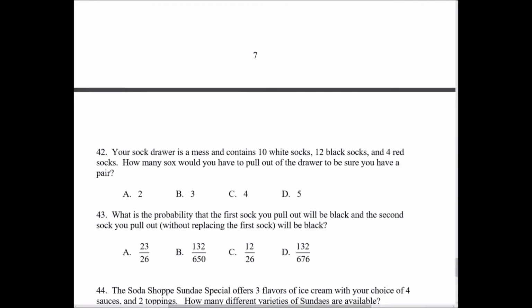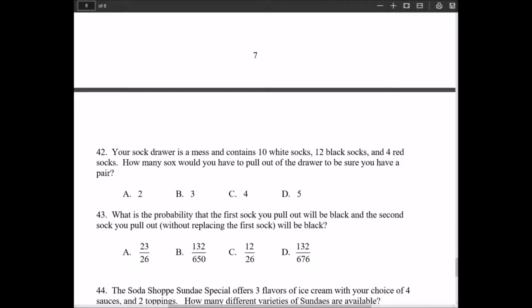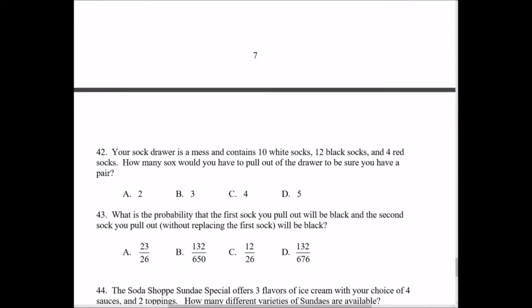42. Your sock drawer is a mess and contains 10 white socks, 12 black socks, and 4 red socks. How many socks would you have to pull out of the drawer to be sure you have a pair? I don't know how to explain this one, but let me see if I can. The statistical point behind it is really n plus 1. The number of options is n. So you have 3 options here, black, white, and red. So you do n plus 1 to guarantee you have a pair. So in this case we have 3 plus 1 is 4. So you would pull out 4. That's option C.